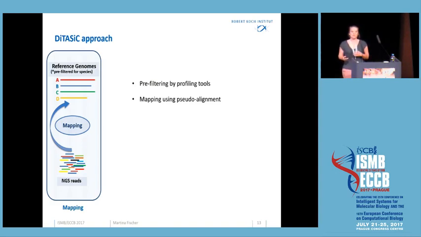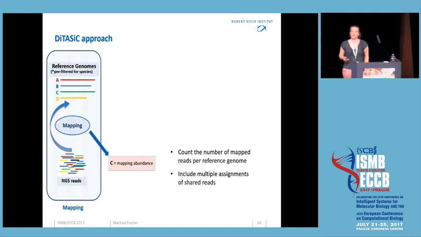Then in the mapping step, we map all the reads to the selected reference genome set by using pseudo-alignment approaches. Pseudo-aligners here are sufficient and also fast enough as we do not require an exact alignment. We then count the number of mapped reads per reference genome and save it in a vector to which we refer as the mapping abundance. And importantly, here we include also all the multiple assignments of the shared reads.